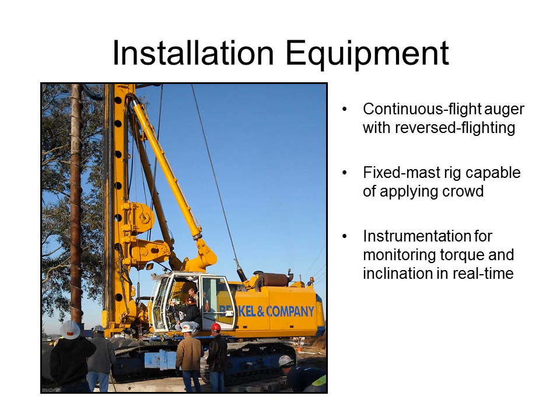Installation equipment for these columns includes a large diameter continuous flight auger with reverse flighting attached to a fixed mast rig capable of applying significant downward force. Additionally, instrumentation for monitoring torque and inclination in real time are included on the rig.